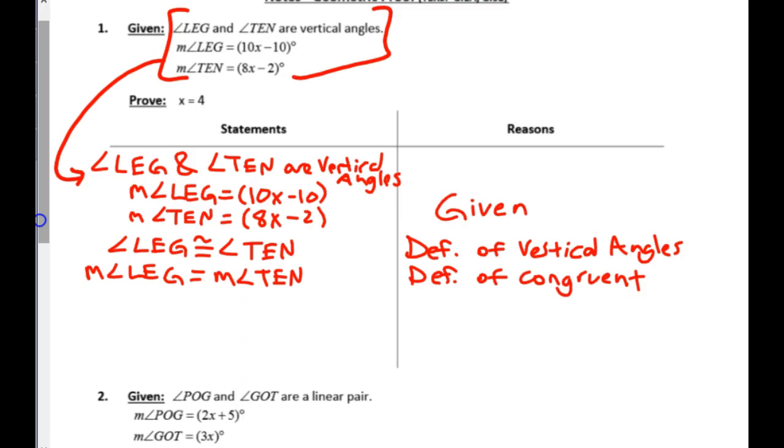And then we need to replace LEG and TEN with their measurements. So we know what LEG equals, 10x minus 10. We know what TEN equals, 8x minus 2. And since we just replaced on both sides, we plugged them in, remember that's called the substitution property.